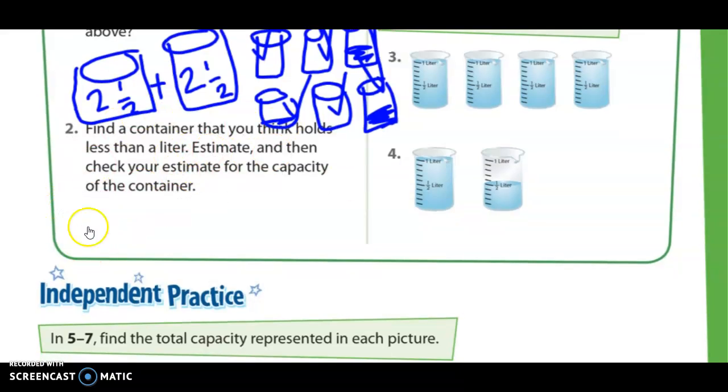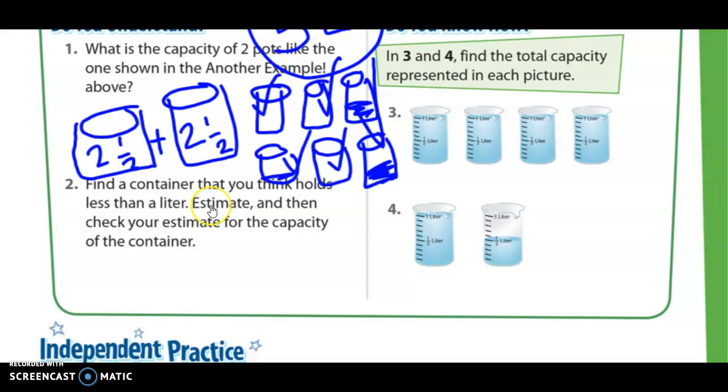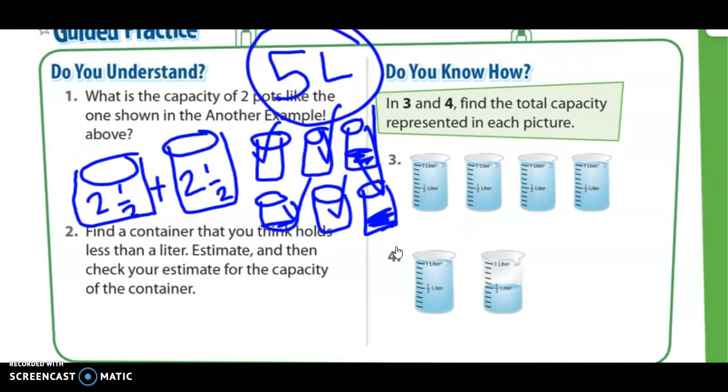Okay, this is something you can try at home also. Find a container that you think holds less than a liter, estimate, and then check your estimate. So maybe grab something that's about a liter around your house. Remember, those big soda bottles are 2 liters, so a large water bottle would be about 1 liter, not just a regular water bottle, but maybe a big one that you fill up. And then grab something else and see if you can estimate and decide if something's smaller or larger than that liter that you have. Okay?